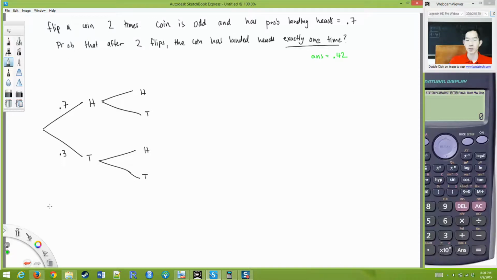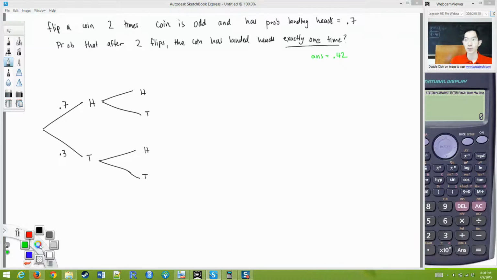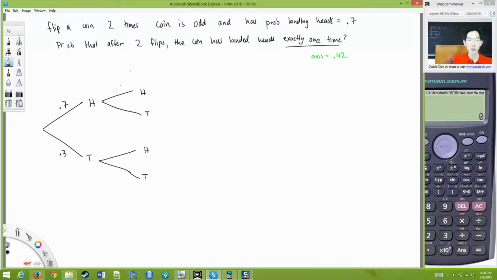Okay, do you guys also get 0.42? So if you finish out the tree, you put in 0.7, 0.3, 0.7, and 0.3. And so the coin has landed heads exactly one time. I'm going to just go ahead and fill in the probabilities here.